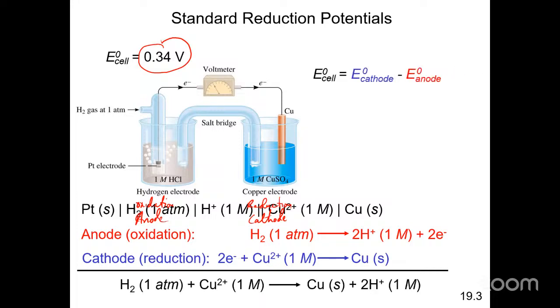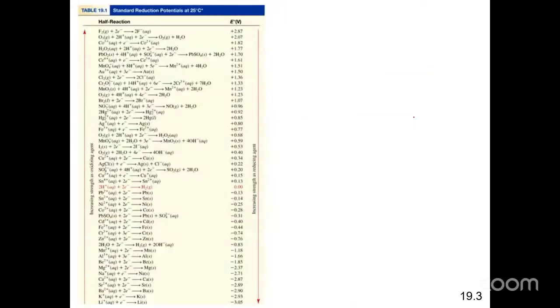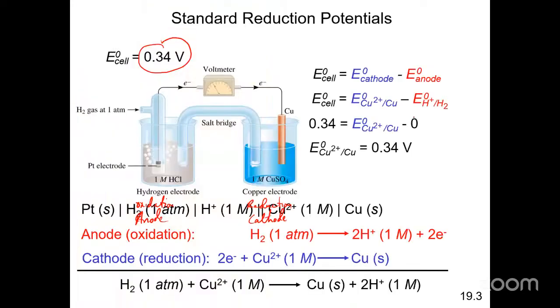Again, it's always the standard EMF value for the cathode minus that for the anode, right? Now, we know that because the anode is the standard hydrogen electrode, its value is going to be 0, and we know that the EMF of the cell is 0.34 volts. So all we have to do is put the numbers in. 0.34 volts will be equal to the standard EMF of the copper electrode minus 0, which means that the standard EMF of the copper electrode would be equal to 0.34 volts.